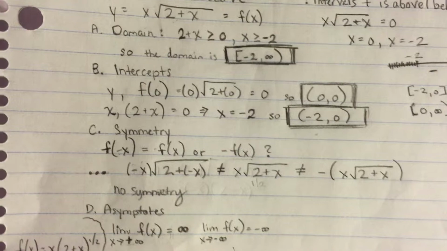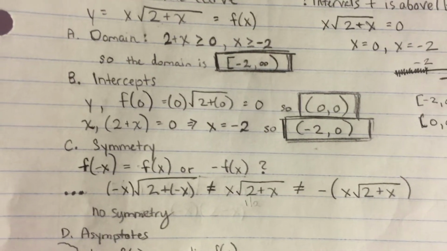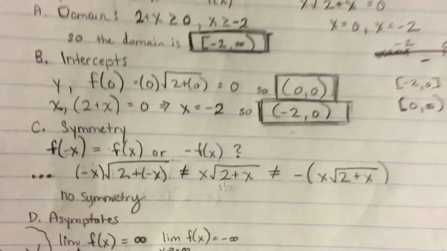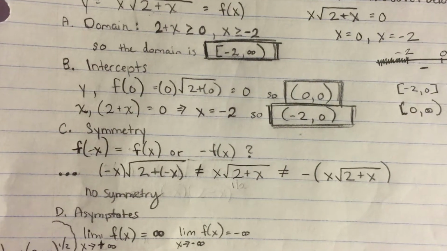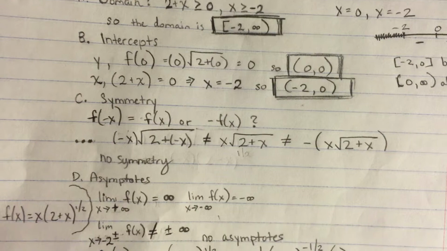For our symmetry, f of negative x is not equal to the original function or the opposite of the original function, so we have no symmetry.